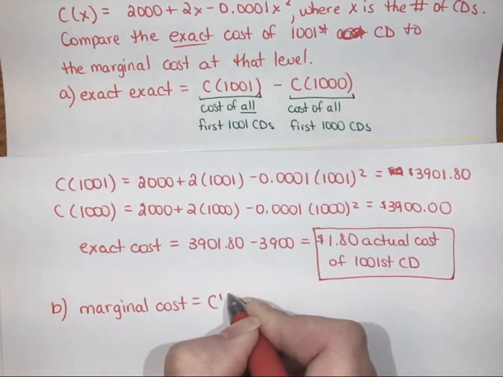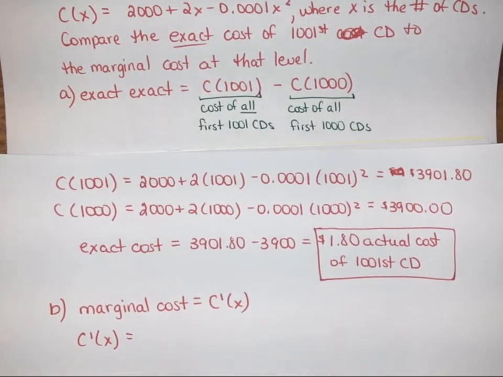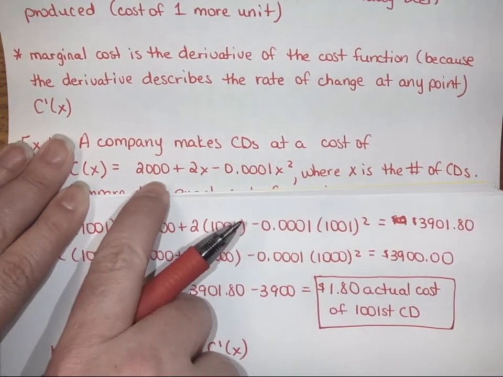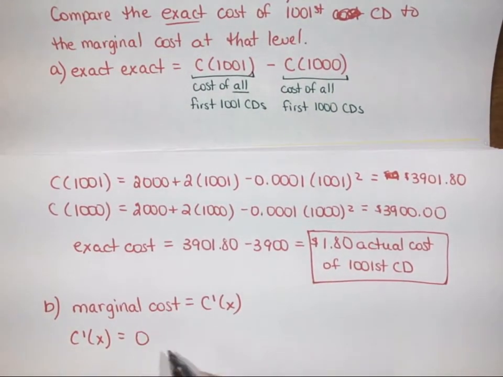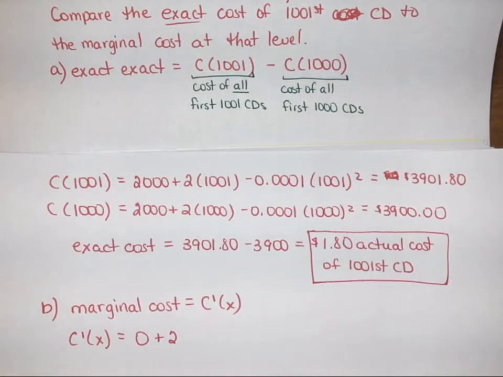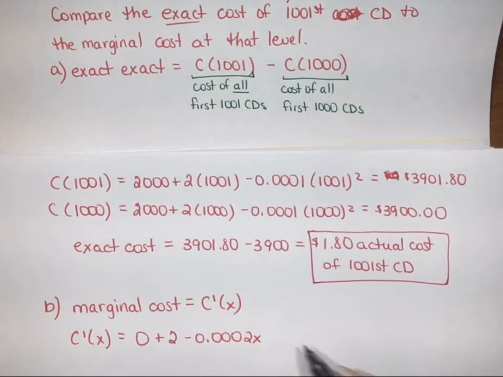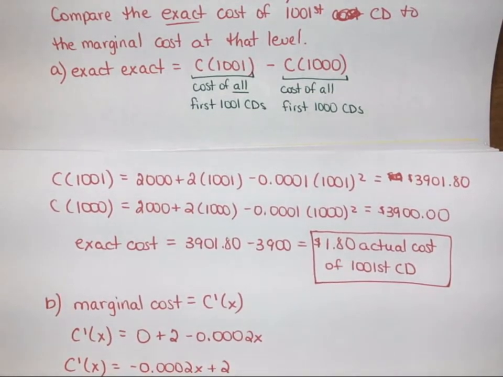So marginal cost means derivative. So first what we need to do is find the derivative of that cost function. If you go back up to the top, I'm going to slide this down a little bit so we can still see it. Here's my original cost function, right? So the derivative of 2,000, remember 2,000 is just a constant, so the derivative of 2,000 is 0. The derivative of 2x is 2. And then if you find the derivative of that x squared term and you move the 2 to the front, you're going to get minus 0.0002 and then x to the first. Okay, so written a little simpler, it's negative 0.0002x plus 2.